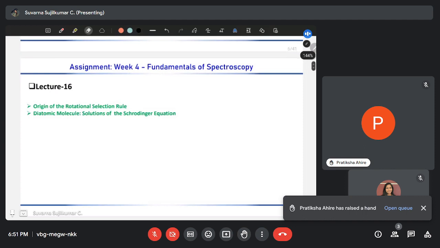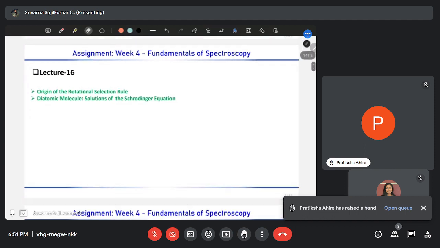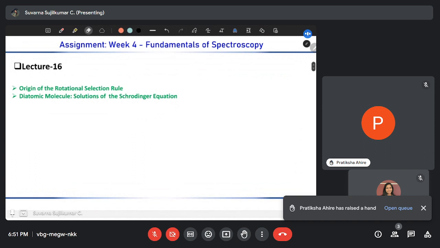So in the last lecture, we recapped the selection rule from the quantum mechanics perspective. The intensity of a transition is directly proportional to the transition moment integral, which is given by the integral of psi_f star, the dipole moment operator, psi_i dτ. So this is the final state, and this is the initial state wave function, right?